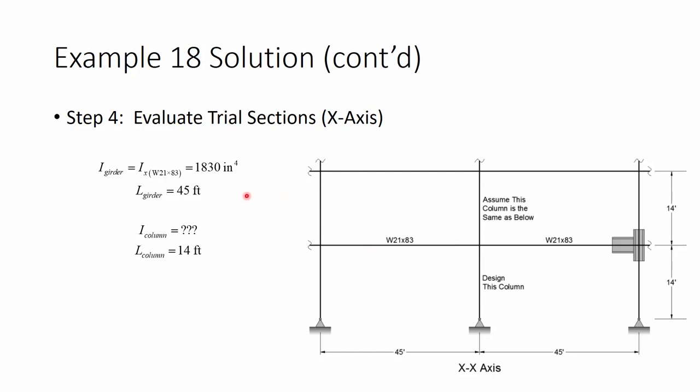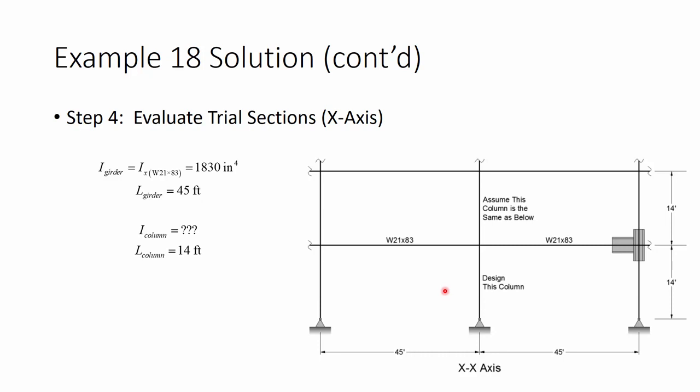For the girders, for the beams, if you will, I'm using beams and girders interchangeably in this example, and you'll see why. The moment of inertia we're going to take to be 1830 inches to the fourth, and that doesn't matter if we're looking at the girder on the left or the one on the right, because they're the same shape. As for the length of the girder, they're both 45 feet as well, so we can take that to be the same. Now the moment of inertia of the column changes depending upon what trial section we're looking at. Trial section 1 and 2 both have different moments of inertia, but they are both 14 feet long.